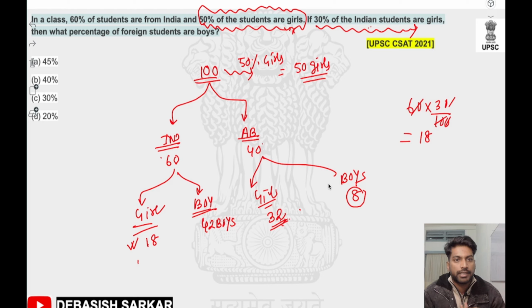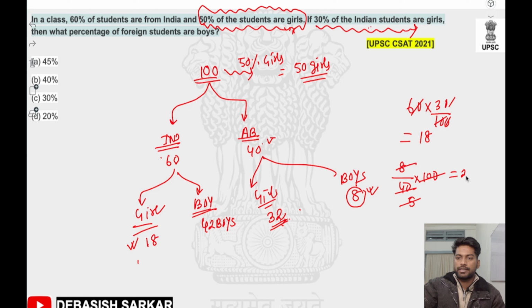What percentage of the foreign students are boys? Okay, so look, foreign students: 8 boys out of 40, into 100. So 5 cancels into 40 and 100, and that is 20. So 20% boys. Okay, this is your answer. I hope you understood. Let's go to the next question.